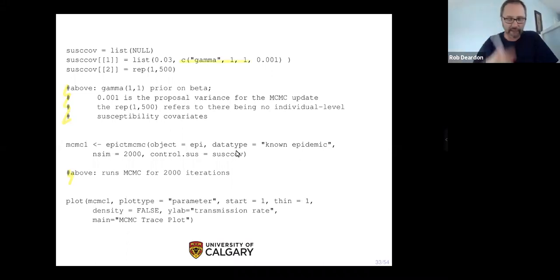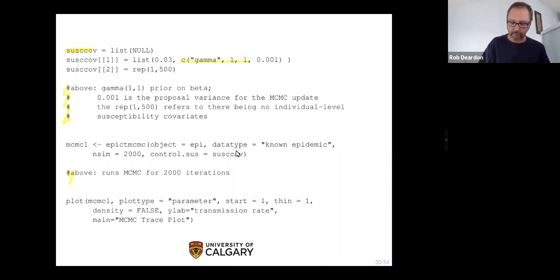SustCov, and SustCov up here is a vector. The first entry in that is a list containing information about beta, the transmission parameter. Okay, so I've put a gamma 1 prior on that beta. The true value, you'll remember, is 1. That's actually a fairly non-informative prior for that parameter, but you can make it less informative if you want, and that will still work. This was really an arbitrary choice.